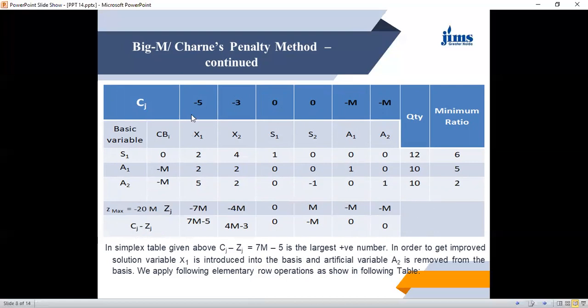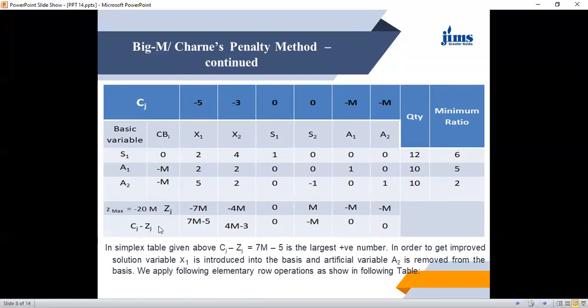And Cj minus Zj means we deduct this -7m from -5. So -5 minus -7m, minus becomes plus, so 7m minus 5. Then -3 minus -4m means -3 plus 4m, so this becomes 4m minus 3. 0 minus 0. Likewise 0 minus m, 0 minus m. So these are the values in the Cj minus Zj row, also known as the net evaluation row or index row.